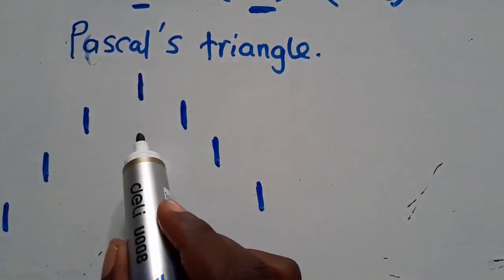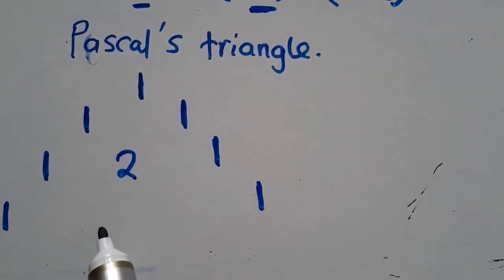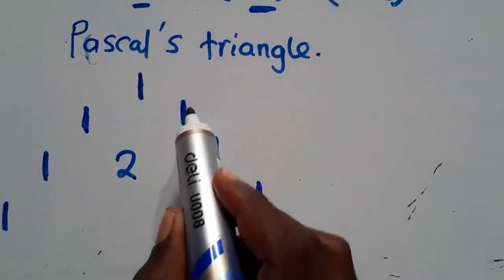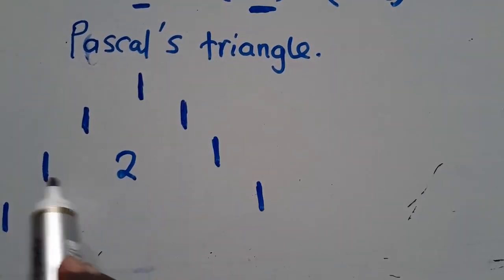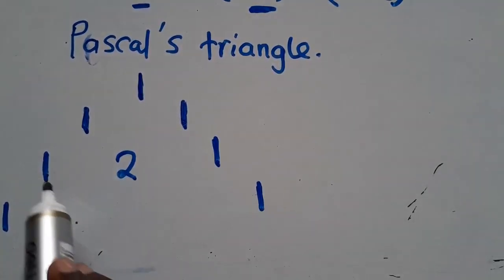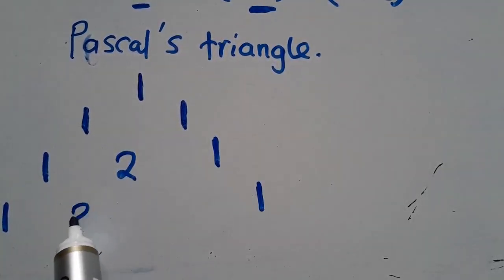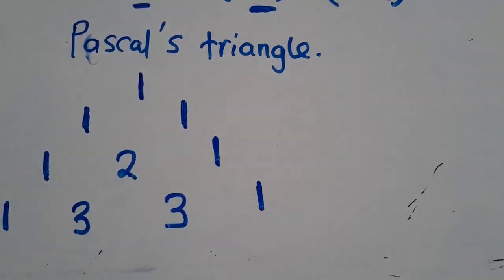Then you start adding. You add this plus that, you get a 2. When you add these, you need to find the answer. So 1 plus 2, that is a 3. 2 plus 1, that is a 3, like that.